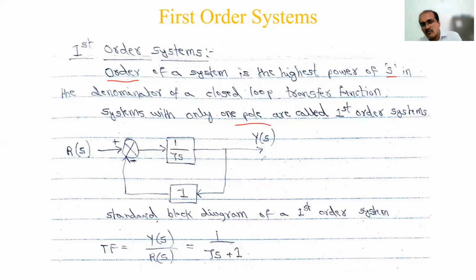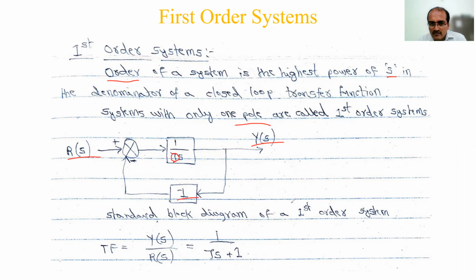We'll consider a small block diagram. It is the general, standard block diagram of a first order system, so it applies to any system, whether electrical, mechanical, or any other control system. It has an input R(s), a summing point, and then the forward transfer function given by 1 by tau s, where tau indicates the time constant. Y(s) is the output, and 1 is the feedback element, which is given to the summing point.